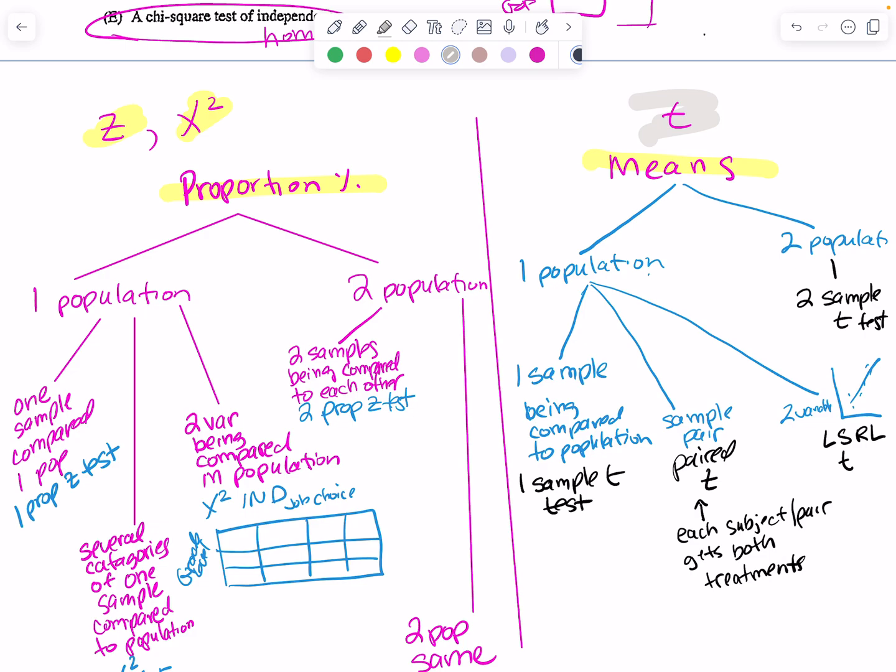So if it's proportion, you have two choices. You've got one population or two populations. Let's just look at the one population. If my one population has one sample and I'm comparing that one sample to the population, it's a one prop Z test. Let me give you an example. An example would be like if I said 25% of the bag are red M&Ms, and I see does that relate to the other ones?